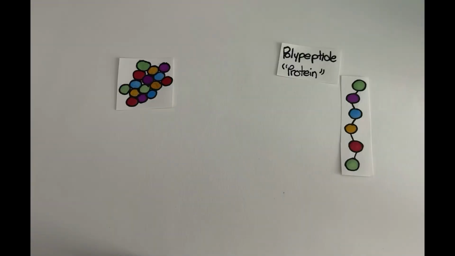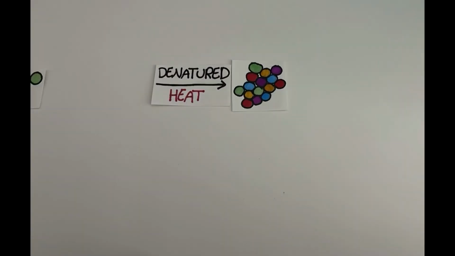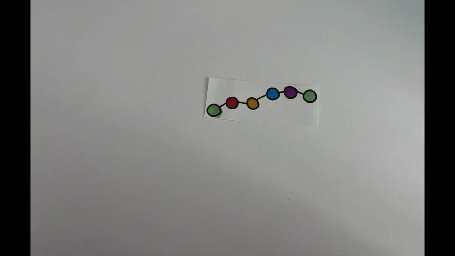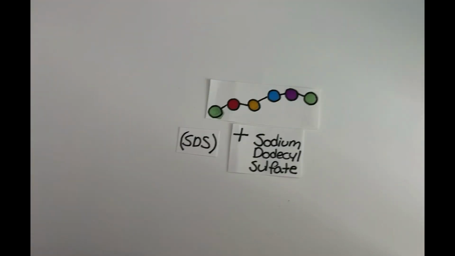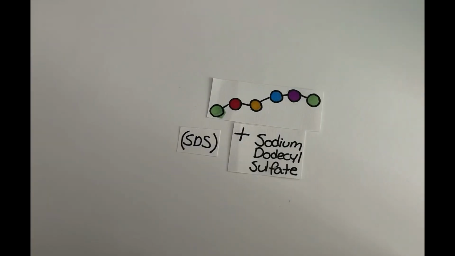This is a polypeptide, and it is made after translation. Parts of this polypeptide can be negative or positive. This polypeptide folds up into a protein, and like the polypeptide, parts of this protein can be negative or positive. To uncoil it, we have to denature it with heat. We then add sodium dodecyl sulfate to make the whole protein chain negative. SDS turns the protein fully negative so it can move through the gel.